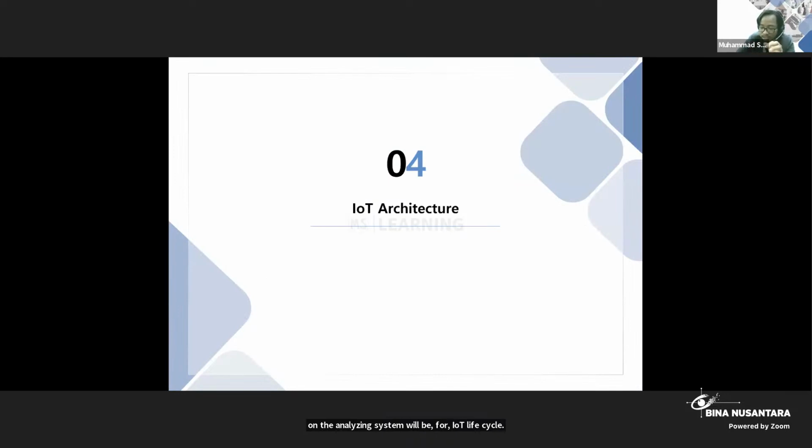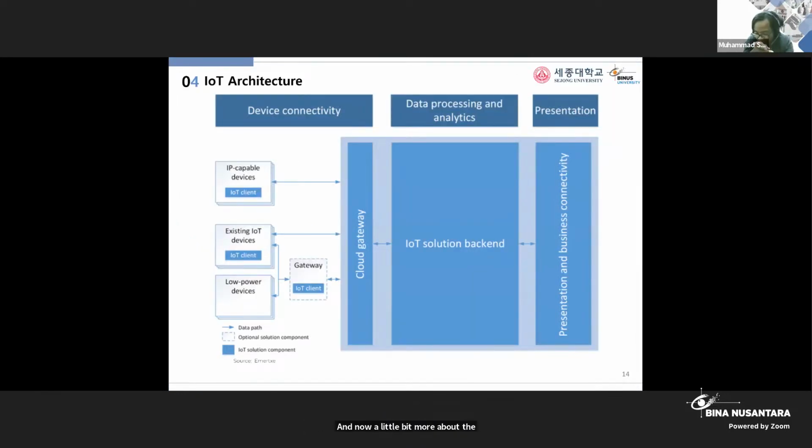And now a little bit more about the architecture. I think most of you are not from a technical background, but I hope this is just for your information. Based on the life cycle that we have learned, we have to have the ability of collecting the data, the second thing is communicating the data, and the third thing is analyzing the data, as well as acting based on the analysis result. So here on the screen, we have device connectivity. This connectivity is related to collecting and communicating data, while in the middle we have data processing and analytics. And in the last layer, we have presentation.